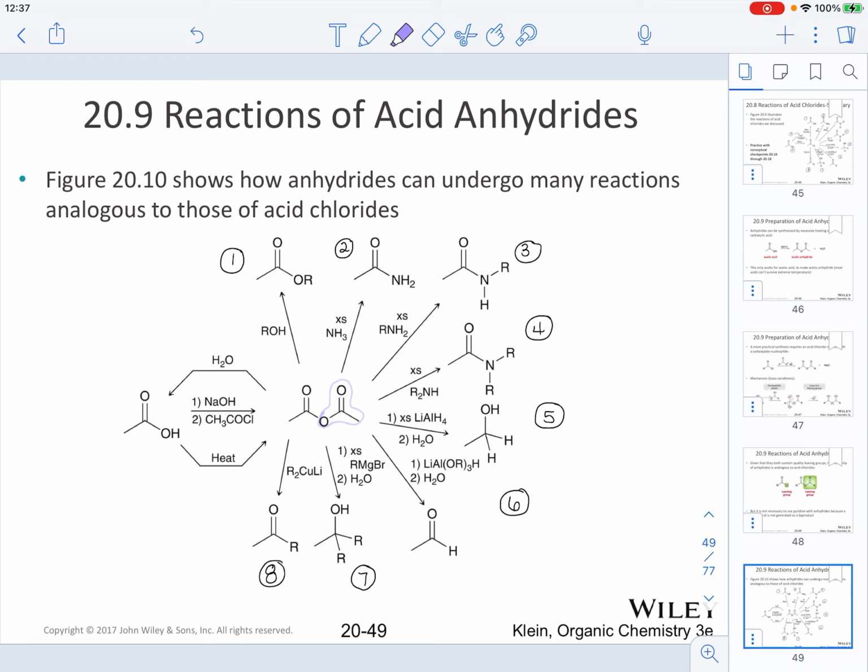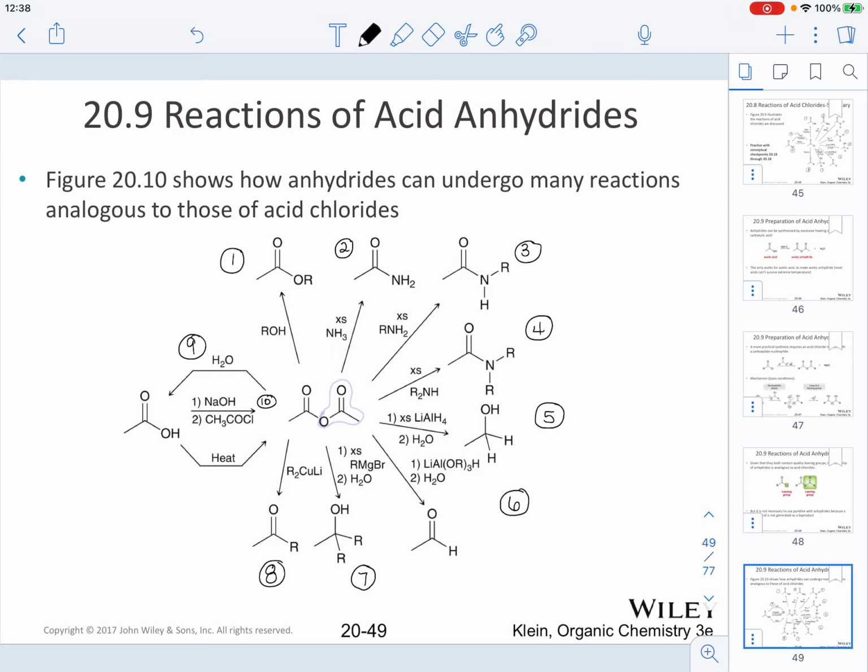As you can see, acid anhydrides can also undergo hydrolysis to produce a carboxylic acid when you react them with water. And to actually produce the acid anhydrides, if you start with it, is by number 1. Let me number this. So number 9 is the hydrolysis. Number 10 is the production of an acid anhydride.